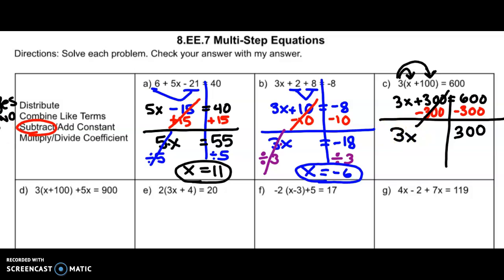Now I am on my last step where I either have to multiply or divide the coefficient. So here I have to divide the coefficient. 3 divided by 3 is x. 3 divided by 3 is 1. So I have x left over. And on the right hand side, I have 300 divided by 3, and that is going to be 100.